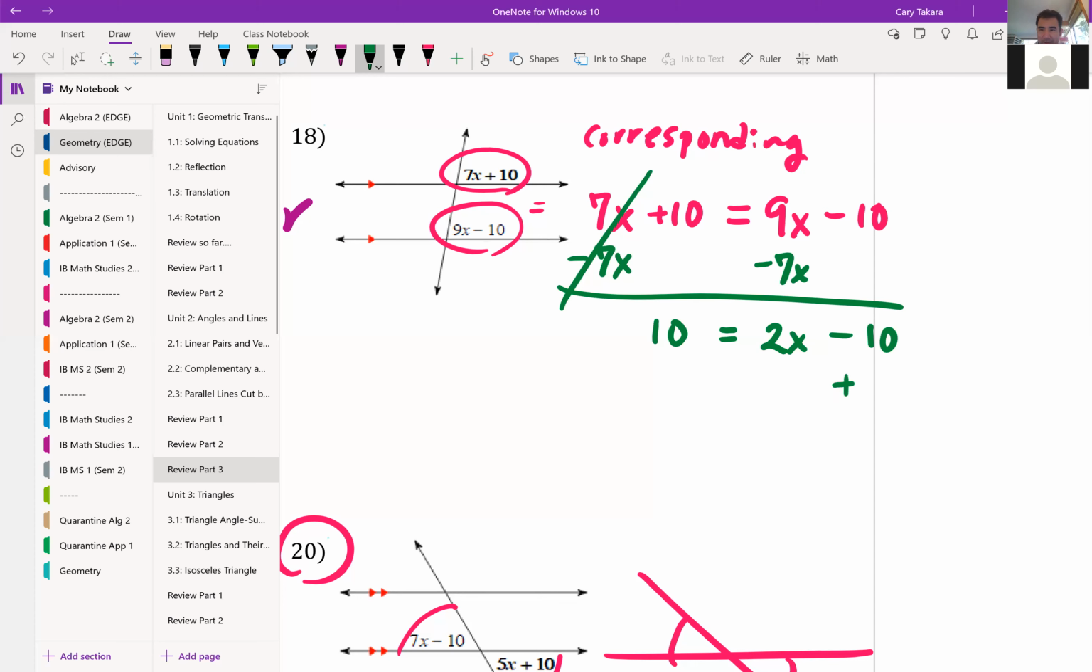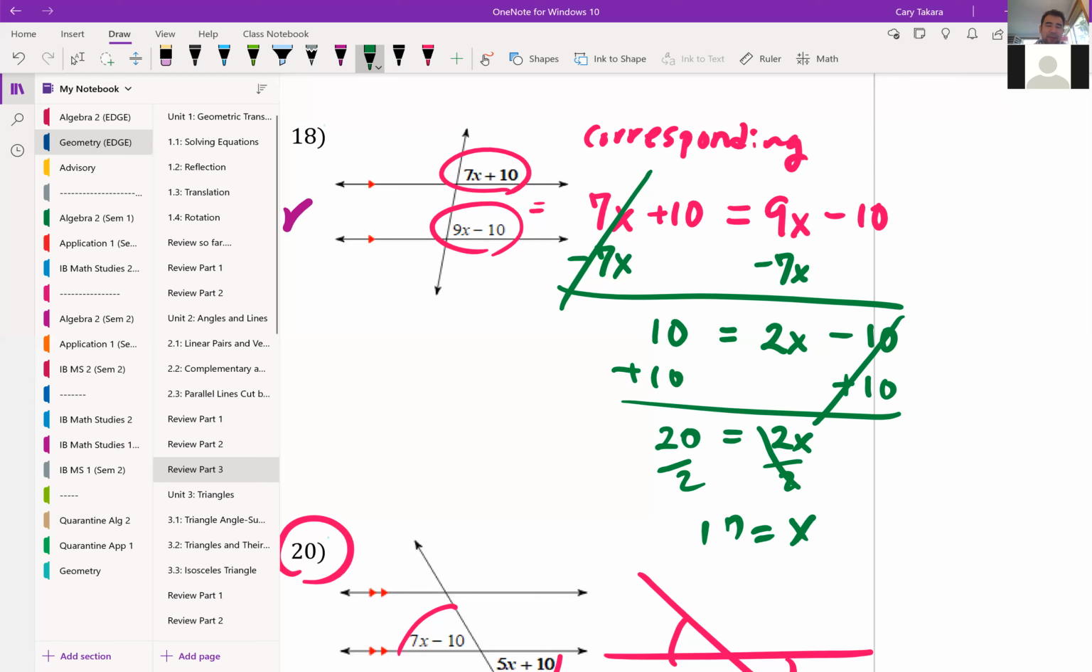Then let's keep going. Let's add 10 on both sides. 2x equals 20, and then divide by 2. So x equals 10.